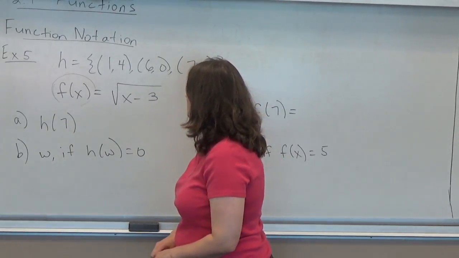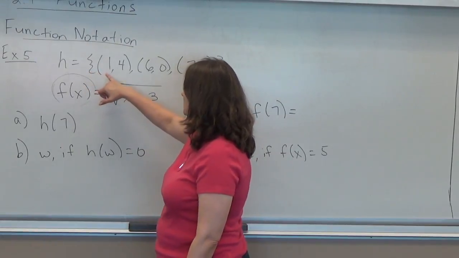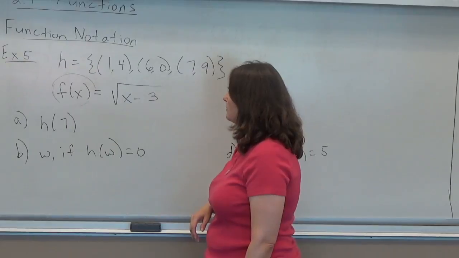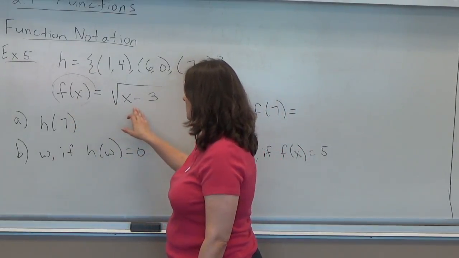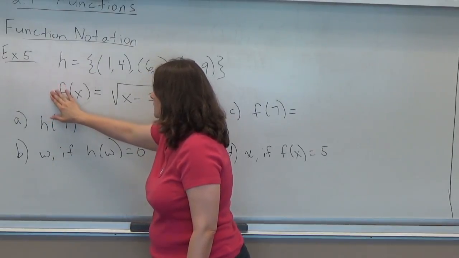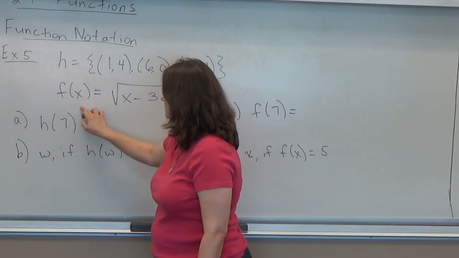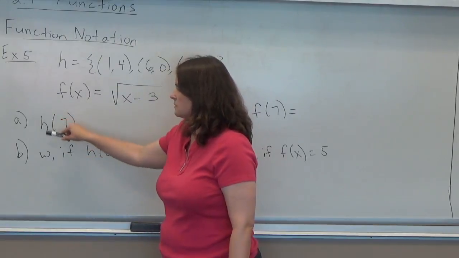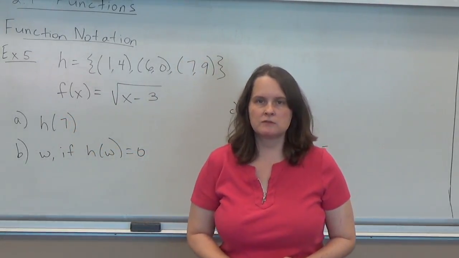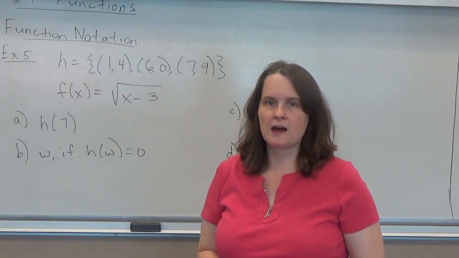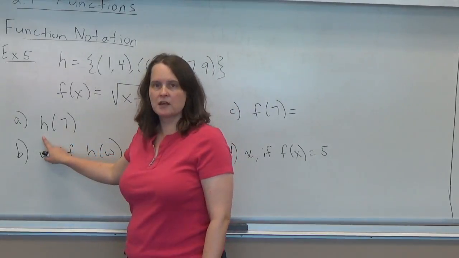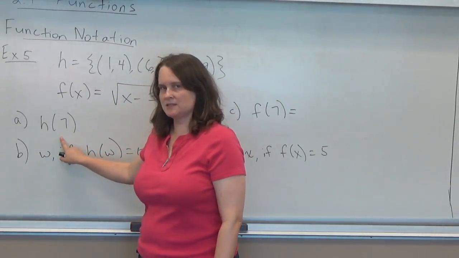So we've got h equals this function with a list of ordered pairs: (1, 4), (6, 0), (7, 9). And then we've got the function f of x equals the square root of x minus 3. We are asked to find the following. Each of these pieces is a computation where we're being asked to evaluate our function at some specific value of x. In part A, we're asked to evaluate function h when x equals 7.